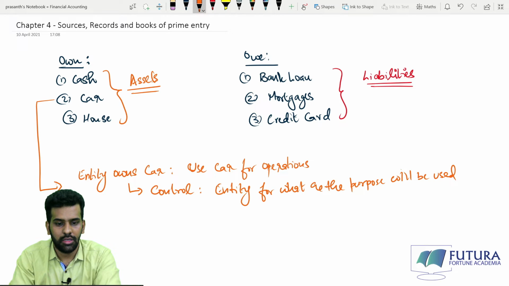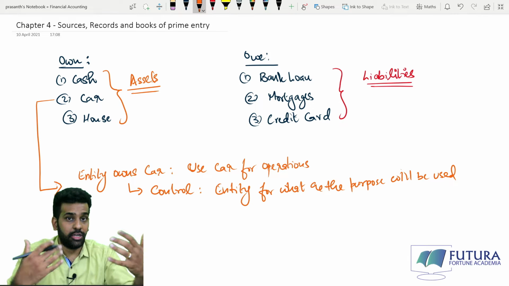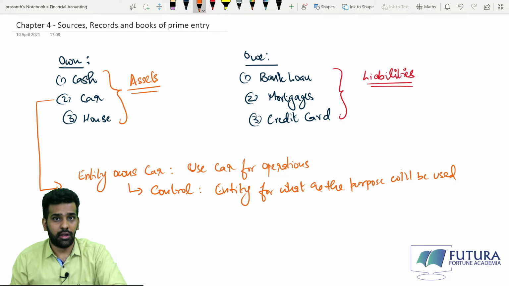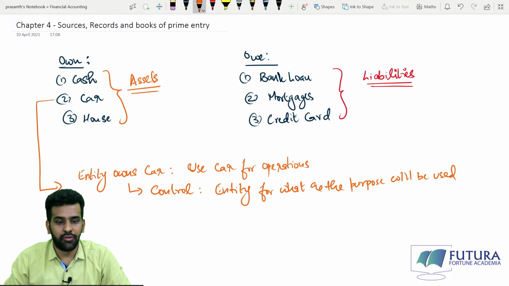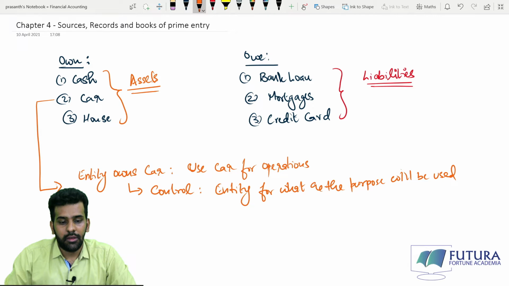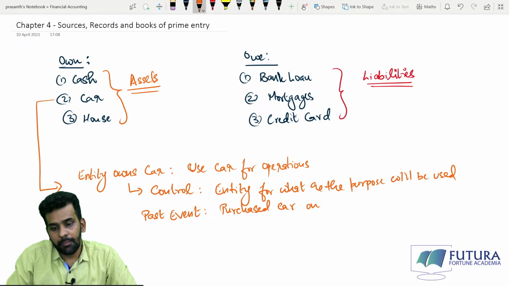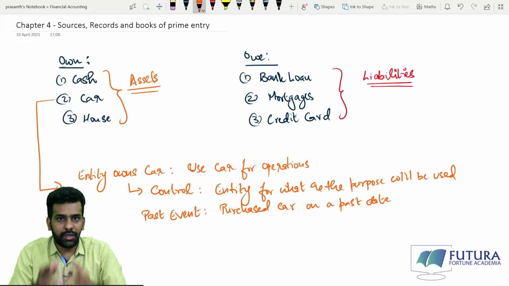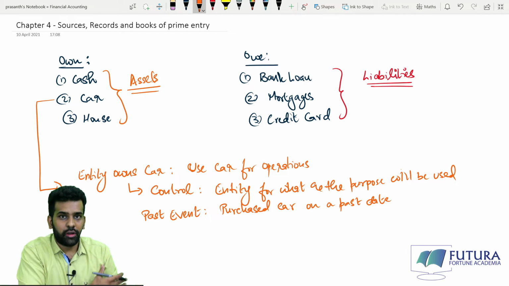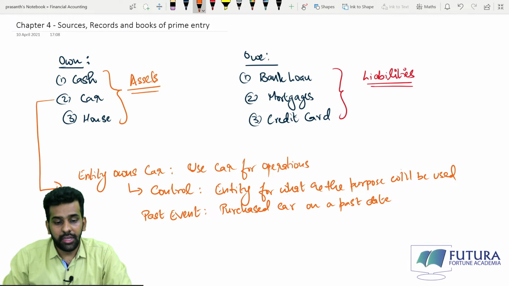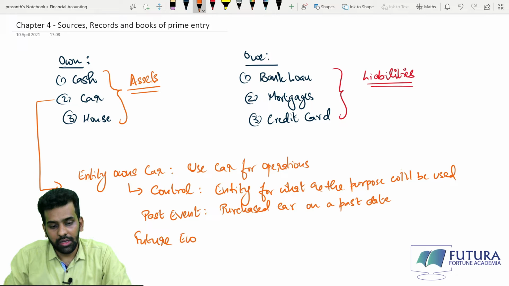The entity will decide whether I need to run the car, not run the car, whether I need to use the car for the time being or not use the car, keep it aside. That is called ultimate control. It's basically because of a past event. You own the car, which means you would have purchased the car on a past date, right? So you own the car because you have paid for it on a previous date, and you get future economic benefits.